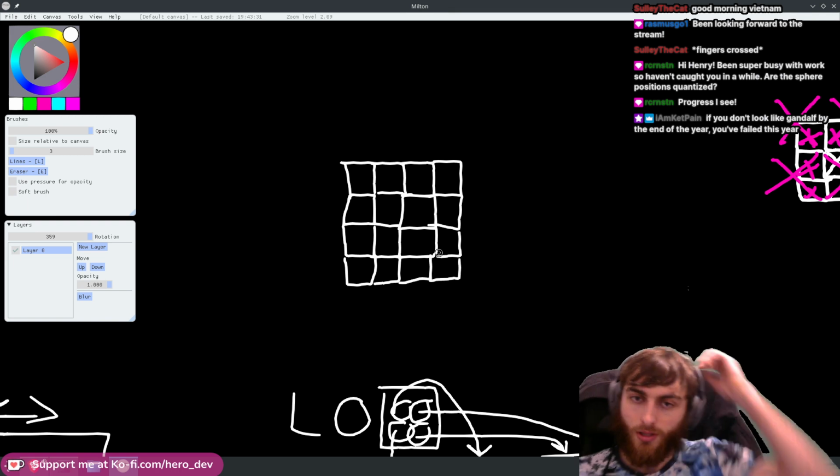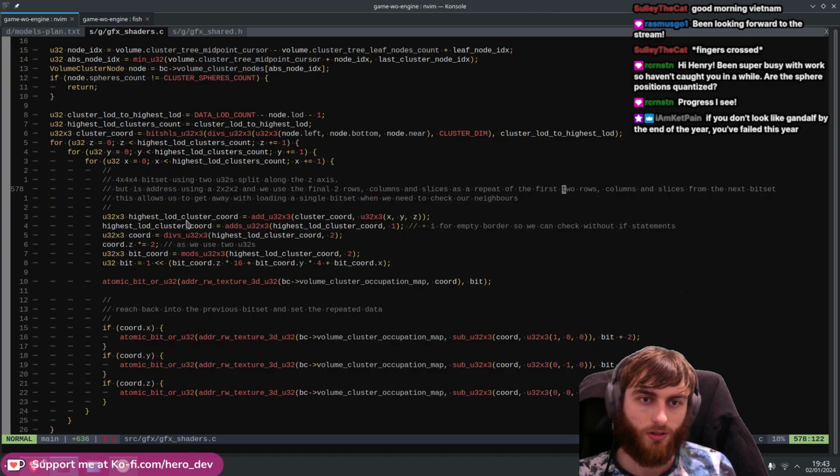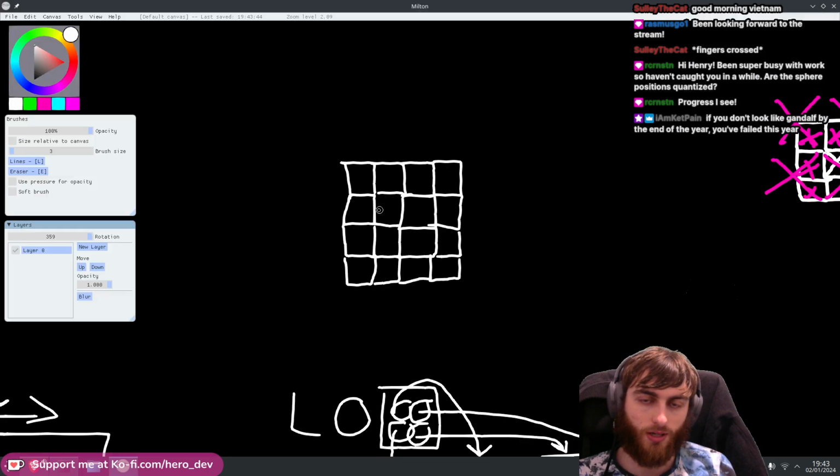There we go. So it's effectively like, if we want to check if a cluster has any neighboring spheres, we just work out its sort of like, so all of this data here is a repeat from the next sort of bit set, basically.